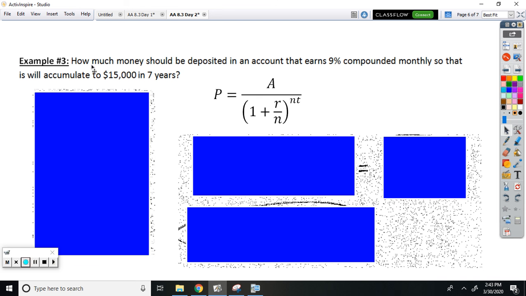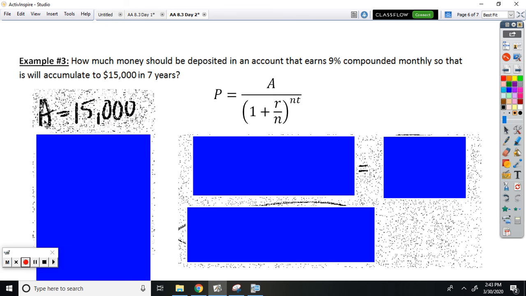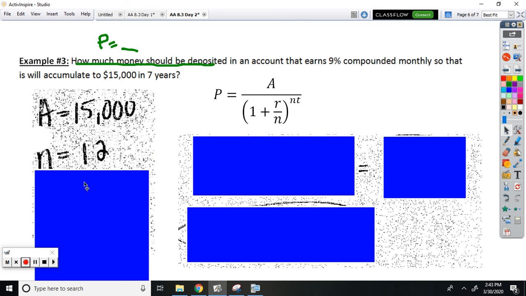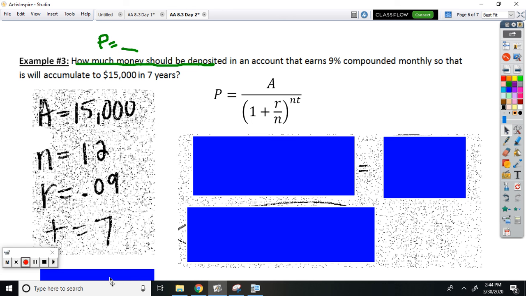So example 3 says, how much money should be deposited in an account that earns 9% interest compounded monthly so that it will accumulate to be $15,000 in 7 years. So this is our future value, that is our A, not our P. We're actually looking for P because it says how much should we deposit, which is our P value. We don't know what P is. Interest rate's 9%, compounded monthly, which is 12. So 12 for N, 0.09 for R, and 7 years, T is 7.